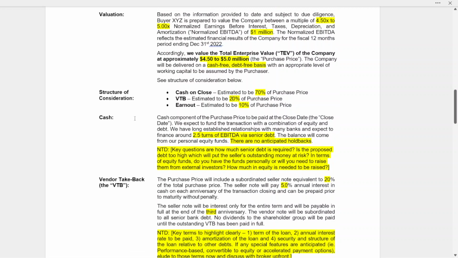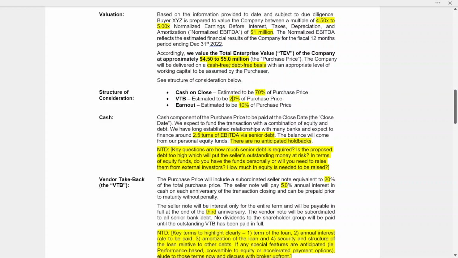So going into the first section here of cash, the cash component of the deal will be paid on the closing, and they're alluding to how they're going to finance that cash. So we expect to fund the transaction with a combination of equity and debt. So they are going to take out debt financing. We have long-established relationships with many banks and expect to finance around 2.5 turns of EBITDA via senior debt. So in this example, that means that 2.5 times that 1 million EBITDA, or 2.5 million, will be financed by the bank, with the balance of the 70% being financed by the equity check.